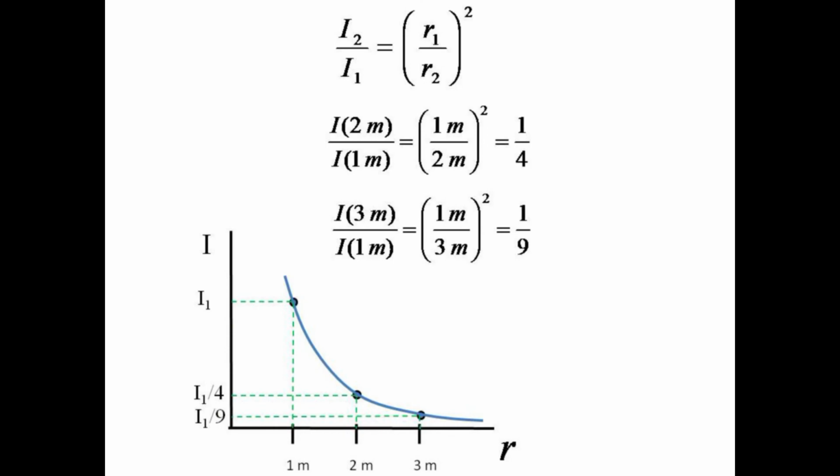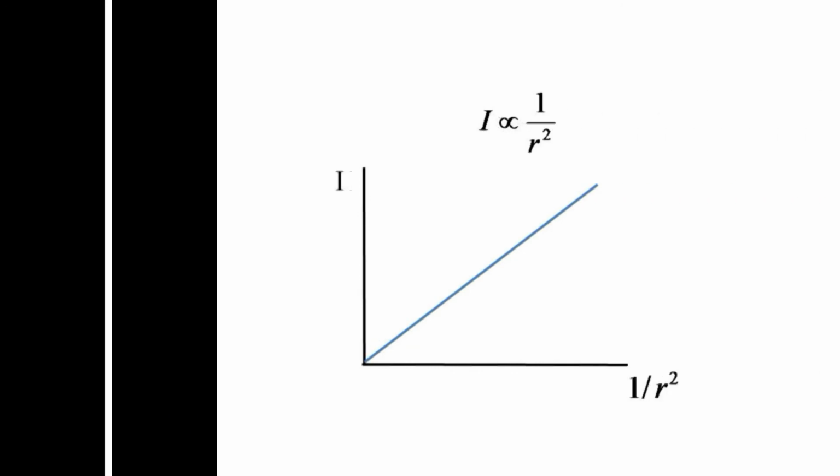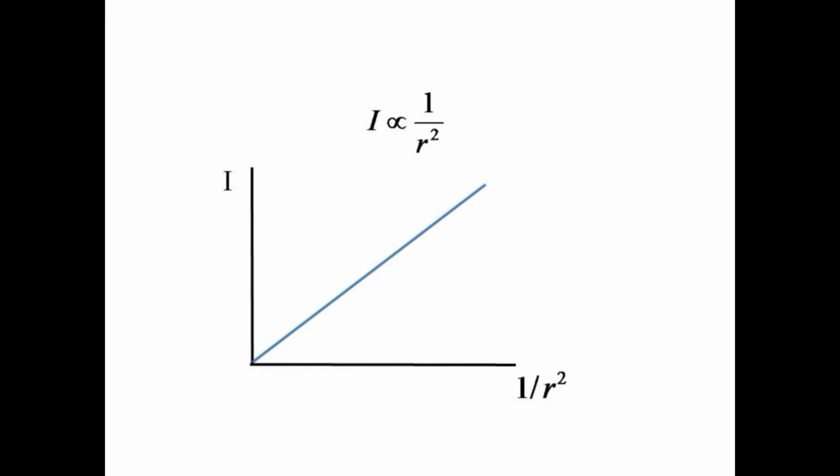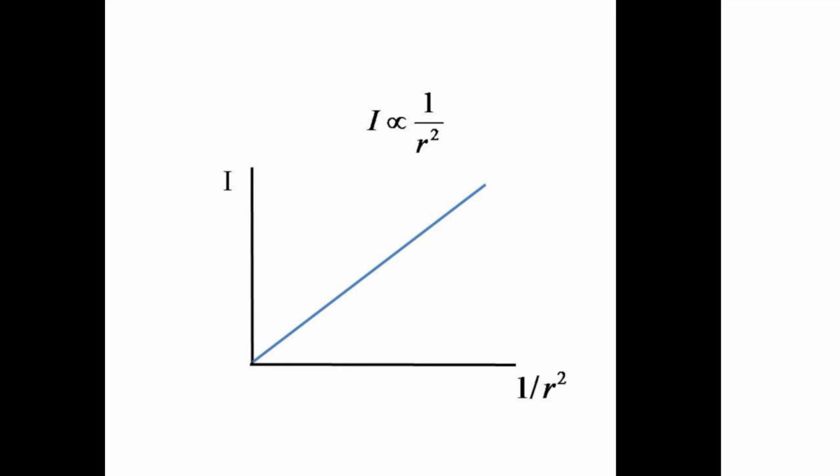Quantitatively, we can write that the ratio of the intensities at 2 locations is equal to the inverse square of the ratio of the 2 distances. Thus, if we double the distance from the source, we can expect the intensity to decrease by a factor of 1/4. Tripling the distance leads to a decrease in the intensity by a factor of 1/9. A plot of intensity versus the inverse square of the distance is expected to yield a straight line.